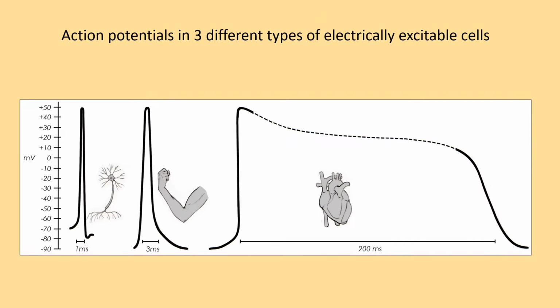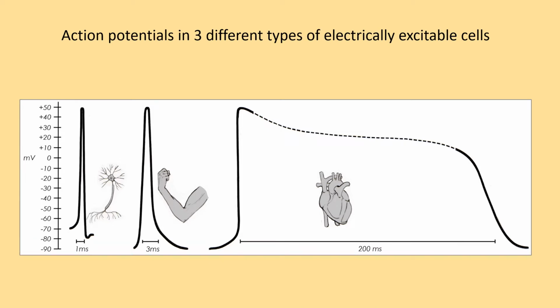So here we see the same type of graph where on the vertical axis we have membrane potential in millivolts, and on the horizontal axis we have time. But we're looking at the shape of action potentials for 3 different types of electrically excitable cells. Over on the right, we have the neuron. In the middle, we have a skeletal muscle cell. And on the left, we have a cardiac muscle cell.